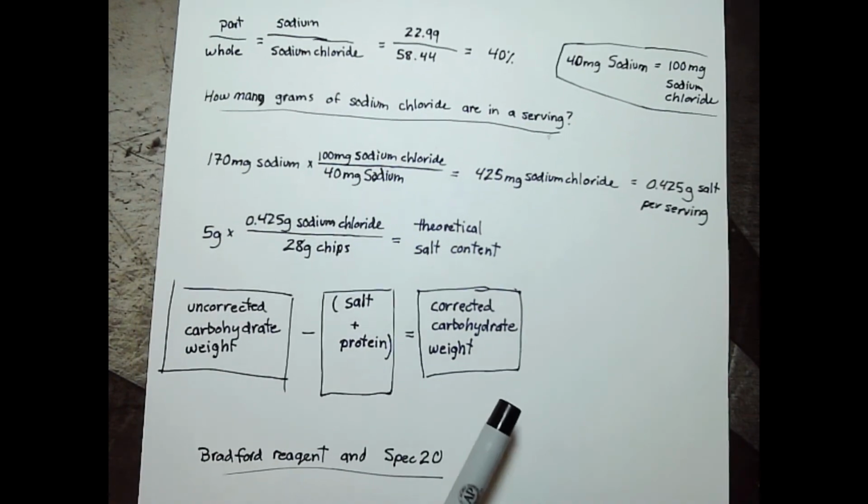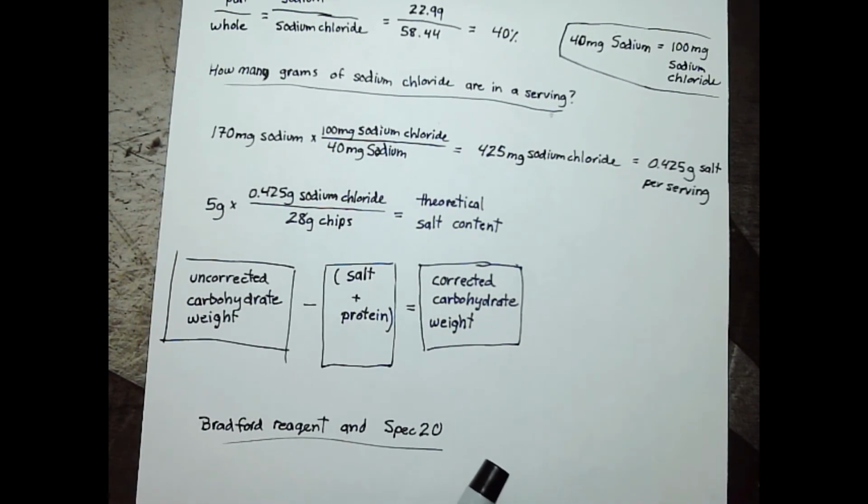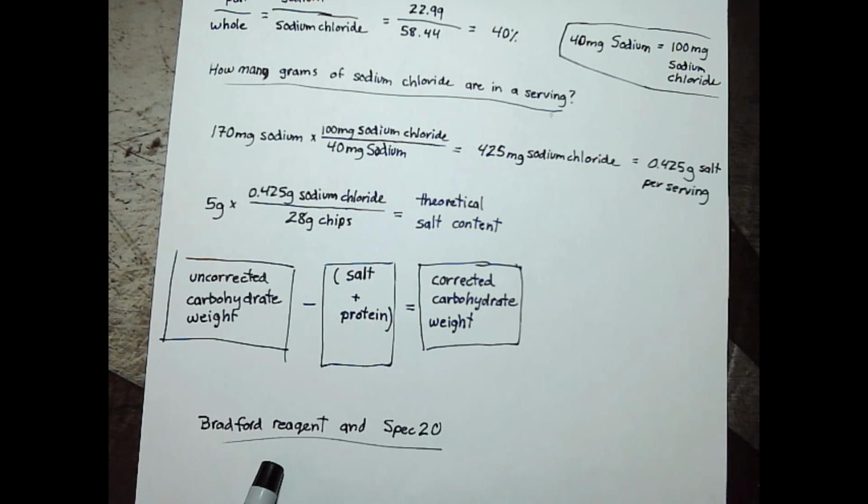And then for the Spec 20 data, this is mostly a qualitative test. If there is protein present in the solid after extraction, the presence of protein changes the color of the Bradford reagent, and therefore changes the wavelengths of light the solution absorbs. So this change, we can detect with the Spec 20, and we can confirm that there is protein in the solution.